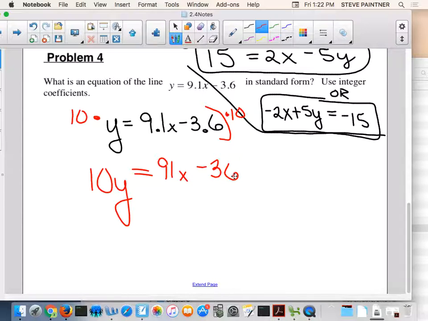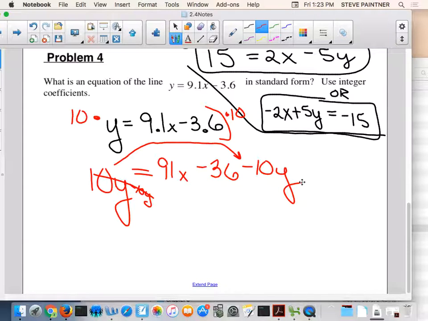36. Good? Well, good so far? We don't have x's and y's on the same side. So what do we want to do? Move the y to the right. Okay. So you're telling me 91x is positive. Let's just leave it there, right? Bring the 10y over. How? Subtract 10y.